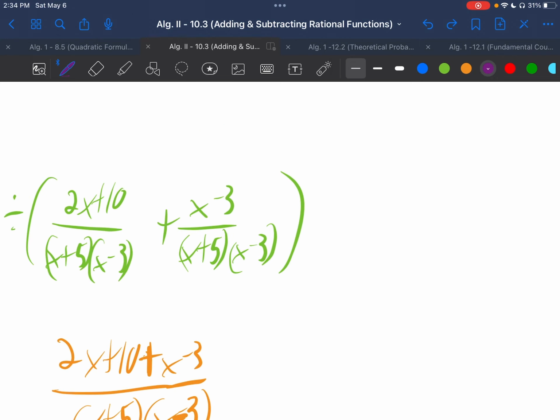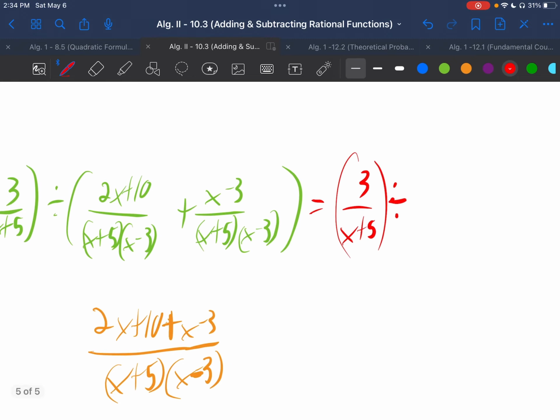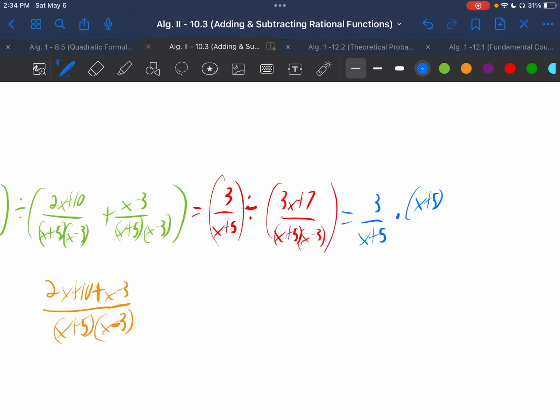All right, so now from there, I'm going to combine these. So my first parenthesis I still need. And the second parenthesis is going to combine into 3x plus 7 over x plus 5, and x minus 3. So now that that second parenthesis is as simplified as possible, because I can't factor out the top there, I'm going to multiply by the reciprocal now. So first fraction stays the same, change the division to multiplication, and reciprocate the second one.